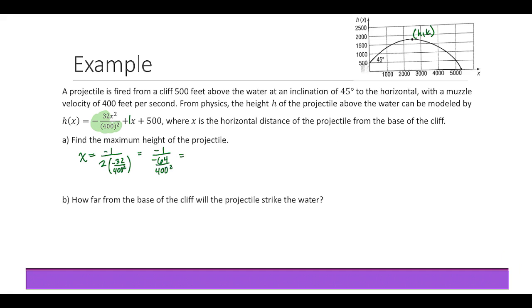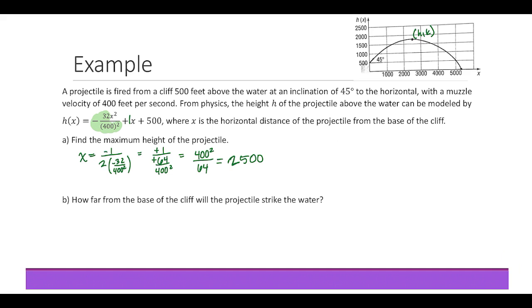And if I go ahead and flip that, I'm going to get 400 squared over 64. The two negatives cancel, multiply by the reciprocal. This ends up being 2,500.